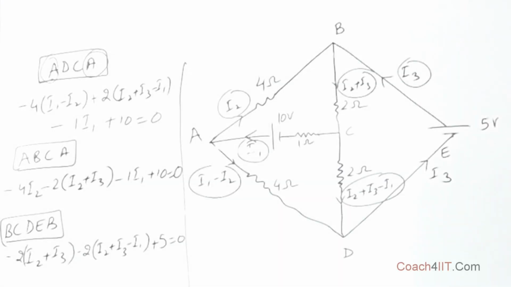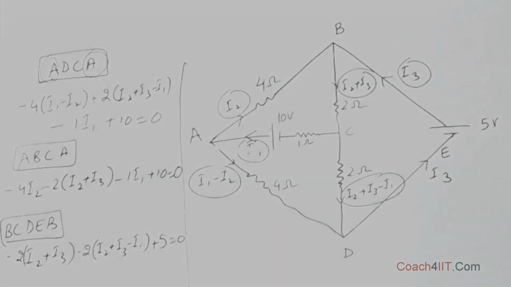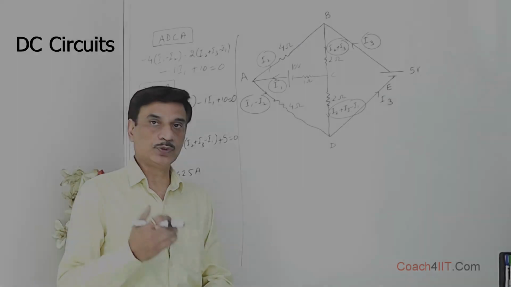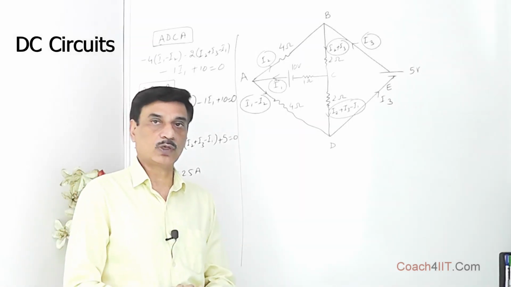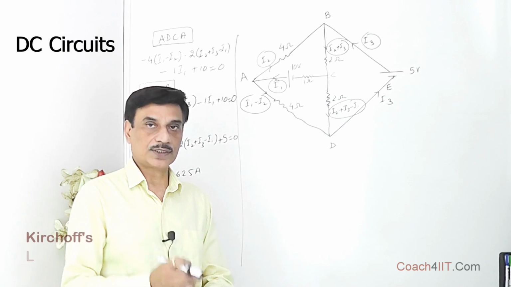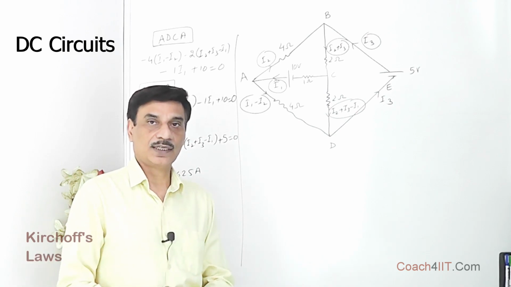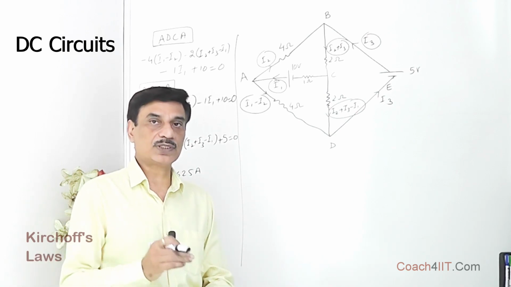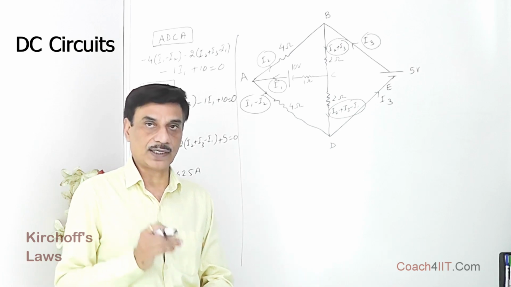Network, and we have to find the value of current in various arms using Kirchhoff laws. We know when we have to use Kirchhoff laws, first we look out for the junctions. What are the junctions? How many junctions are there? And at the junctions, first we start with the KCL, that is Kirchhoff current law.